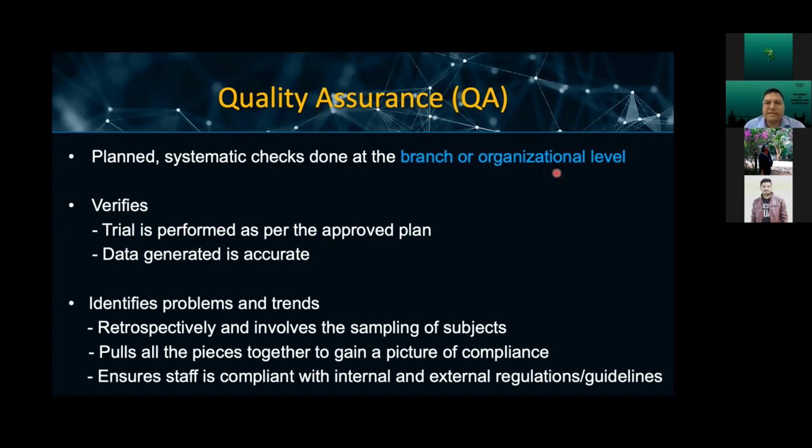quality control is done at the individual subject level, while the quality assurance is done at the branch or the organization level, and it verifies that the trial is performed as per the approved plan and the data generated is accurate. It identifies the problems and the trends retrospectively, and involves the sampling of subjects. They pull all the pieces together and gain a picture of compliance and ensure that the staff is compliant with the internal and the external regulations and guidelines.